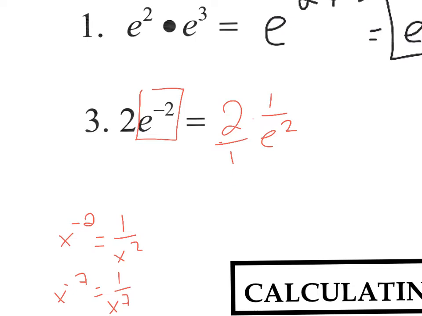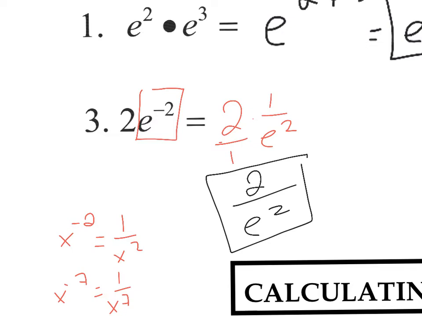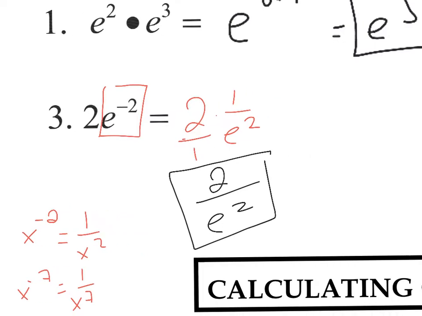And how do you multiply fractions? You multiply numerators, multiply denominators. 2 times 1 is 2. 1 times e squared is e squared. And that's it. Please remember, no negative exponents. Remember the rule? Okay.